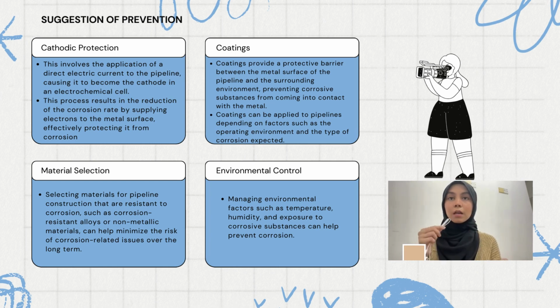Next, controlling the environment is also one of the ways we can prevent corrosion in the pipeline. This is because controlling the environment, such as temperature, humidity, and exposure to corrosive substances, can help reduce and prevent corrosion. For example, if you reduce the temperature, it can reduce the reaction rate, and if you decrease the velocity of fluid, it can reduce erosion corrosion.